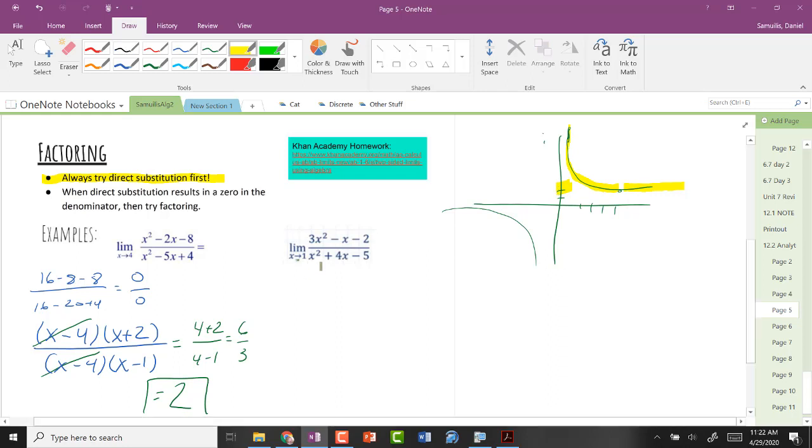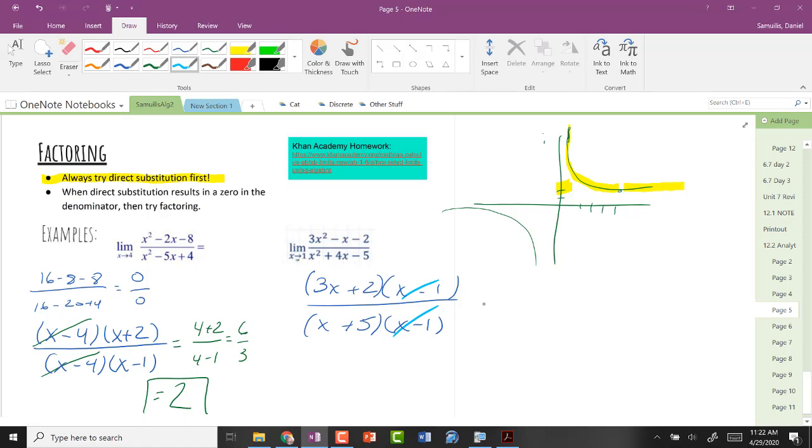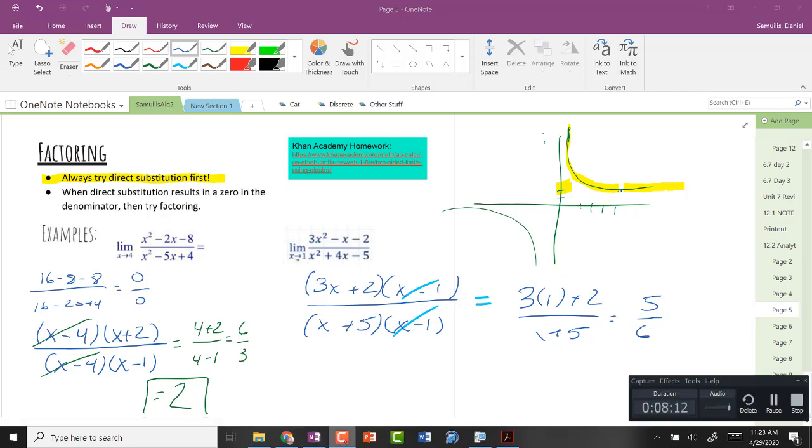All right, so we try the same thing here. You plug in 1. We get 3 minus 1 minus 2, that's 0 over 0. Again, doesn't work. So let's go with the factoring route. So I have 3x, x, I need a minus 1 plus 2, x plus 5, x minus 1. So those guys cancel. So again, I have a hole at 1. But that means that it's approaching. So I plug in my 1. So I end up with 5 over 6. Okay, so my limit is 5/6.